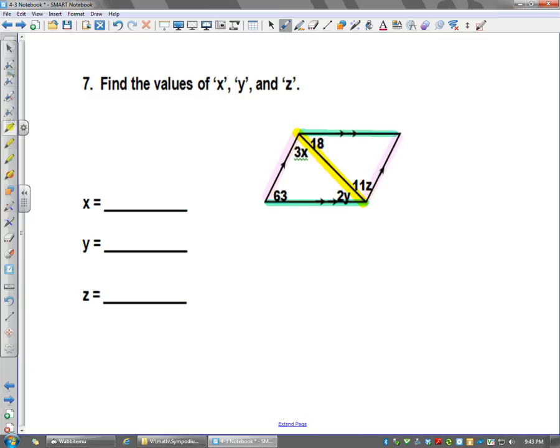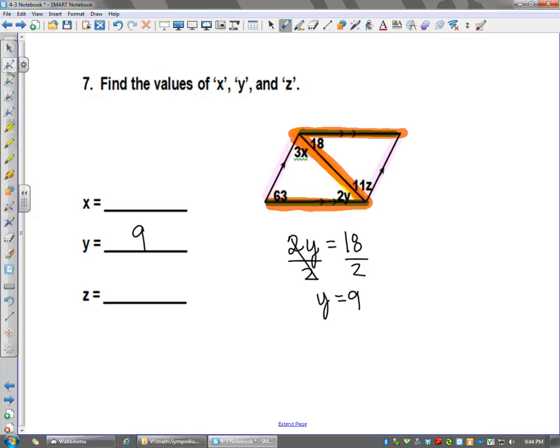Okay. If I want to find y, it's pretty easy. So what I'm going to do is, here's angle y, or here's the angle that's 2y, here's the angle that's 18. Now what I made is I made a backward z, so those are alternate interior angles, and so 2y is equal to 18. Therefore, if I divide both sides by 2, I'm going to get that y equals 9.